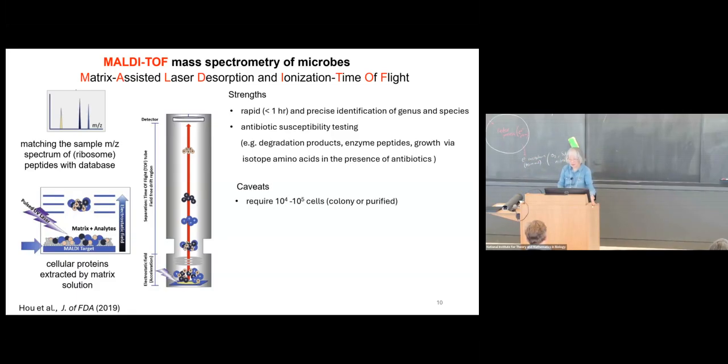So caveats, or depending on how you look at whether the glass is half full or half empty, it requires 10 to the 4th to 10 to the 5th cells. So it's a very tiny quantity. In some sense, it's good because you don't need many cells, but it definitely needs more than one cell for sure. And it cannot distinguish closely related strains. And there's a limited database for filamentous fungi. So these are the caveats.